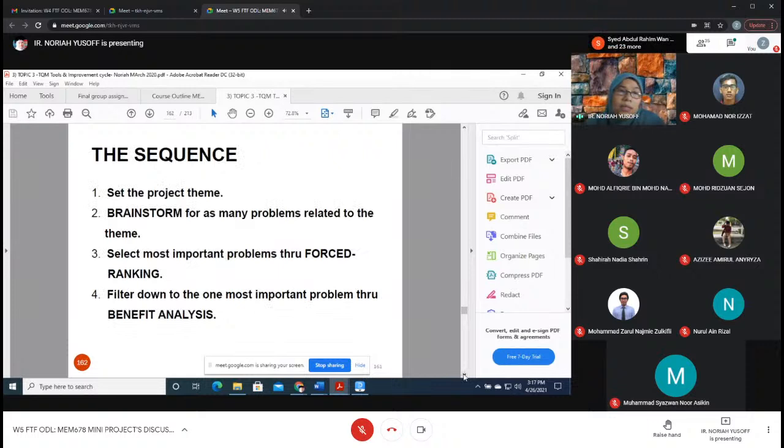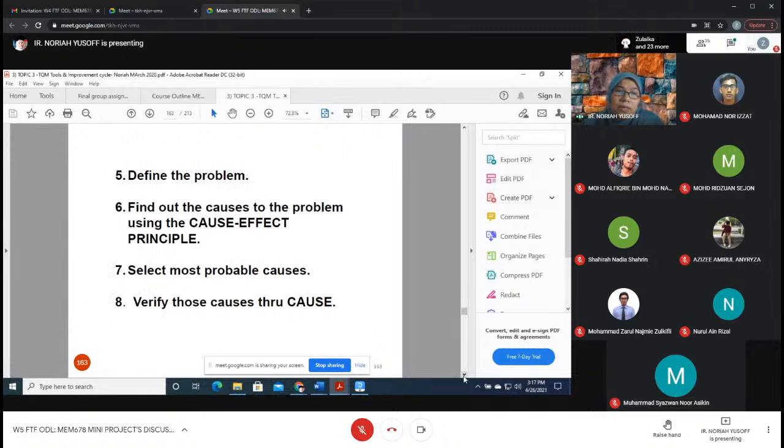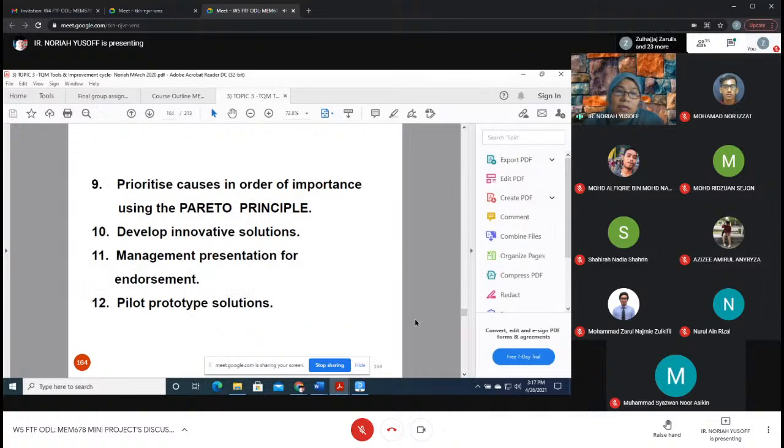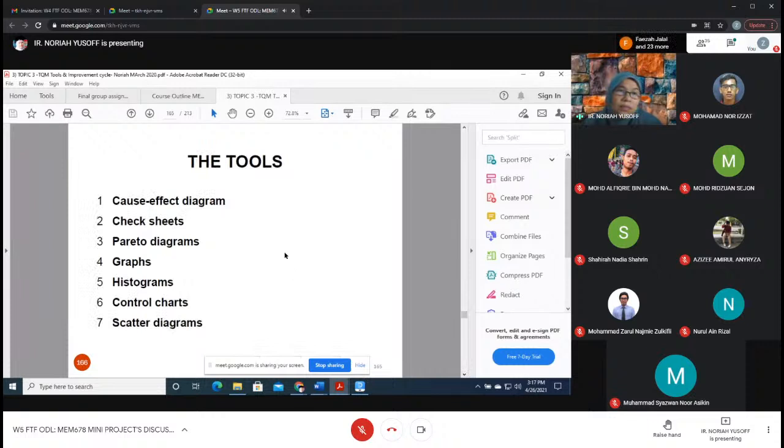The sequence of what you need to do: brainstorm and then do the ranking. Filter through using the benefit analysis. It has a very detailed explanation of the steps you can adopt if you would like to start off or initiate QCC activities. The tools are the 7 QC tools: cause and effect diagram, check sheet, Pareto, graphs, histograms, control charts. Control charts also have 2 types, attributes and variable control charts. We will discuss in detail later. And scatter diagrams.